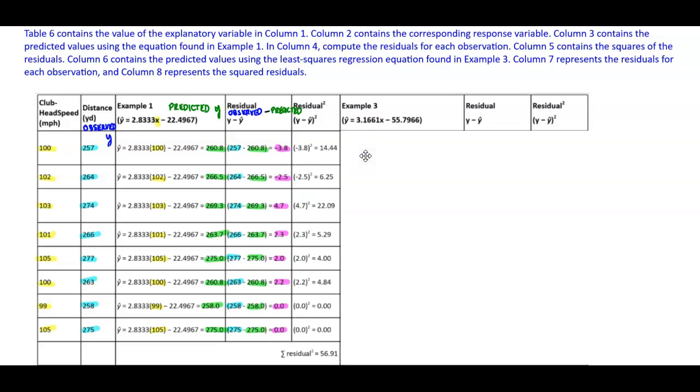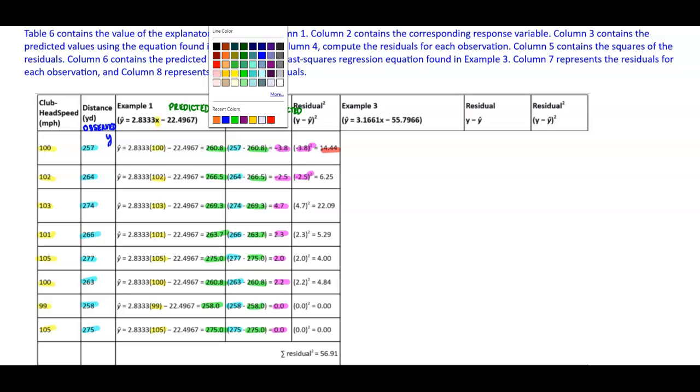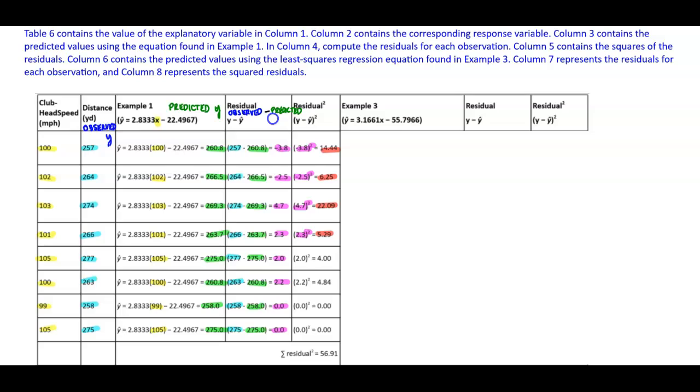So what we're going to do is take negative 3.8, square it, and that gives us a value of 14.44. Next, we're going to take the residual of negative 2.5 and square it to get 6.25. Next, we're going to take the residual of 4.7 and square it, and that's going to give us 22.09. Next, we're going to take the residual of 2.3 and square it, and that gives us 5.29.